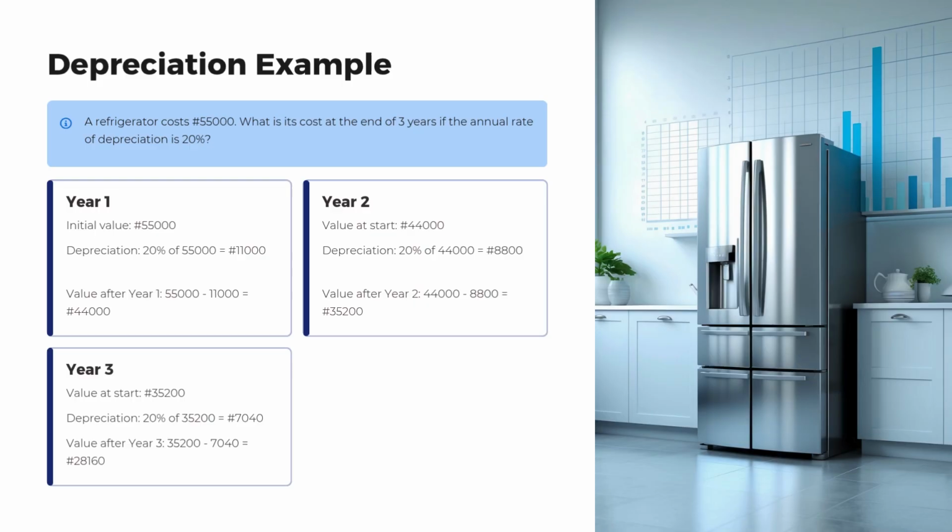Year 3. Value at start equals 35,200 naira. Depreciation equals 20% of 35,200. Depreciation equals 7,040 naira. Value after year 3 equals 35,200 minus 7,040 equals 28,160 naira. Final value after 3 years equals 28,160 naira.